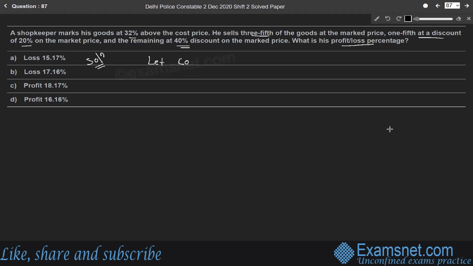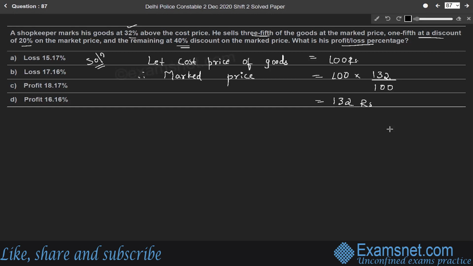Let the cost price of goods be 100 rupees. So if cost price is 100 rupees, then what is the market price? The shopkeeper marks 32% above the cost price. Therefore, market price becomes cost price into (100 + 32) by 100, which is 132 by 100. So it is 132 rupees.